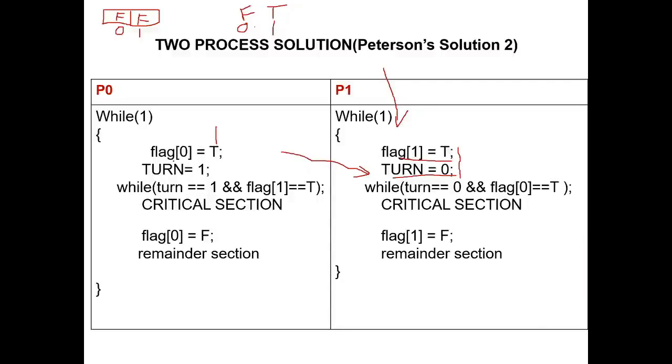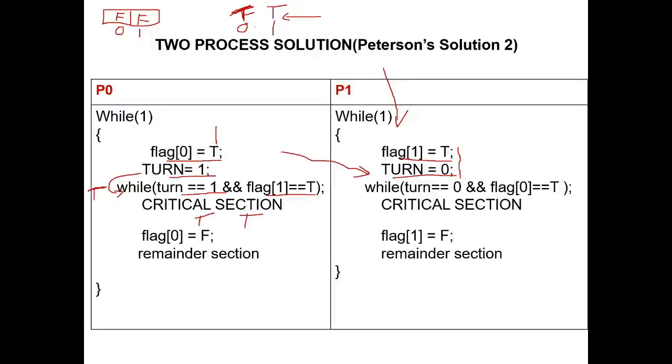P0 makes the value of flag of 0, which was false, true, and it makes turn equal to 1. Now when process P0 enters the loop, it checks the condition turn equal to 1, which is true. Then it checks flag of 1 equal to true. Flag of 1 is true here. That means both conditions are true, so this while condition returns true.